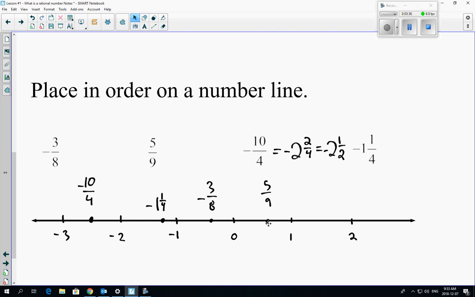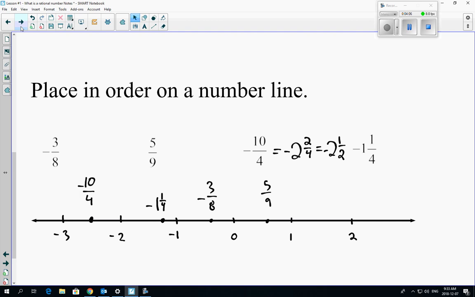5/9 is just a little bit greater than 1/2 between the 0 and the 1, so you'd probably put it about there. Negative 10 over 4 can be converted down to negative 2 and 2/4. Reduce it one more time, negative 2.5. Then you would put it over here, negative 2.5. And you could either write the negative 2.5 or the negative 10 over 4, depending on how you want to write it. And the last one, negative 1.25. You could split up, right? This would be negative 1.5, so then negative 1.25.